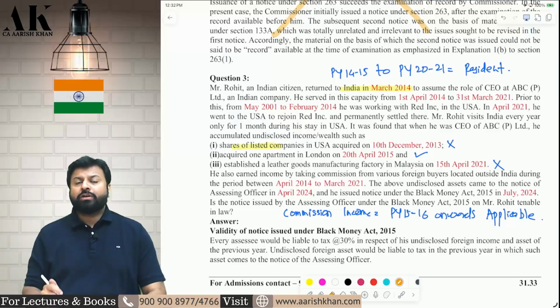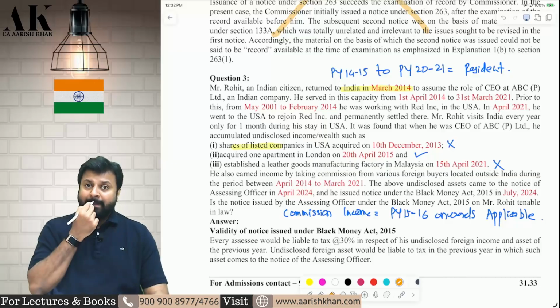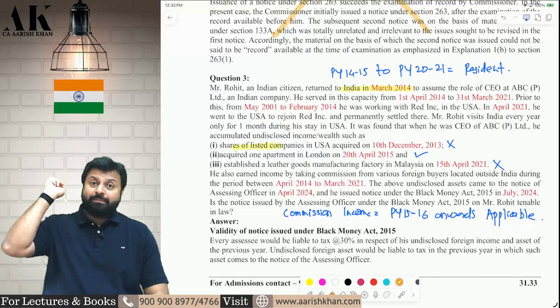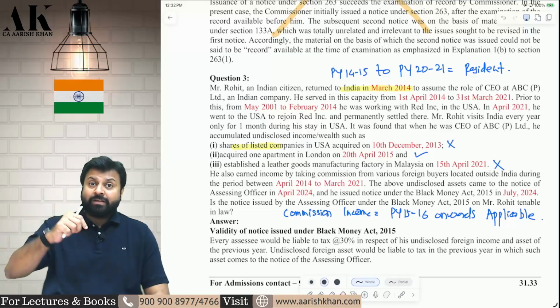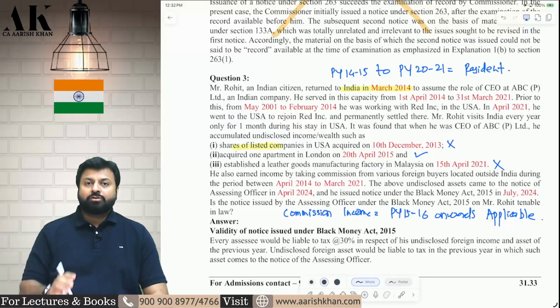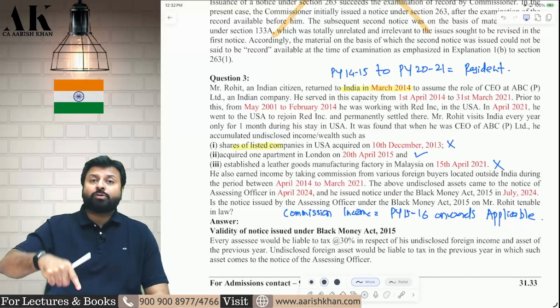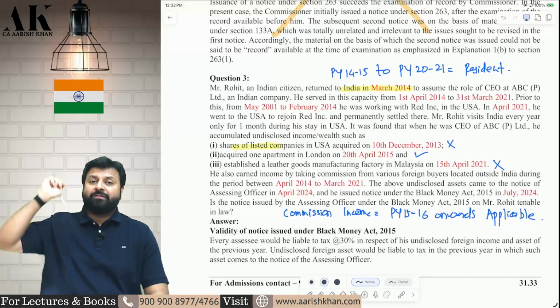Further, one more thing you need to keep in mind with respect to black money law is that 2 things are charged. One is foreign income, one is foreign asset. Foreign income will be charged to the year to which it pertains, but the foreign asset will be charged in the year in which it is found. So if the AO has found foreign income today and foreign asset today, foreign asset will be charged today, but foreign income will be charged in the respective year.